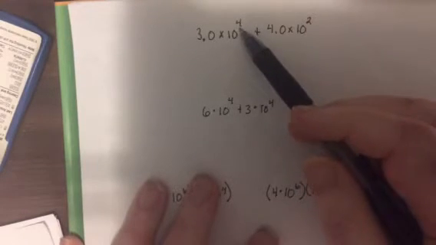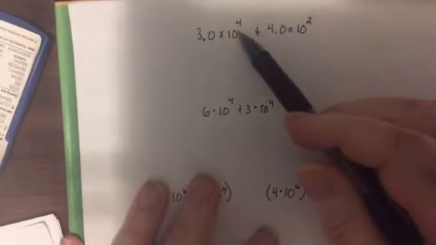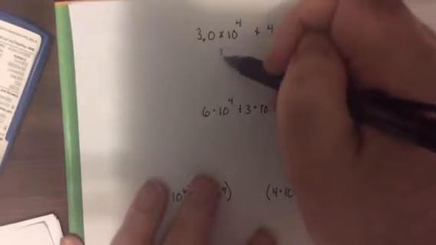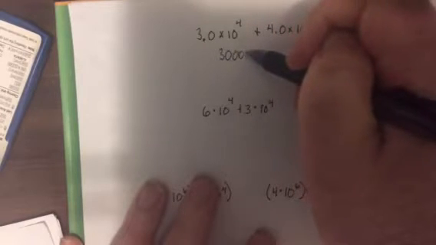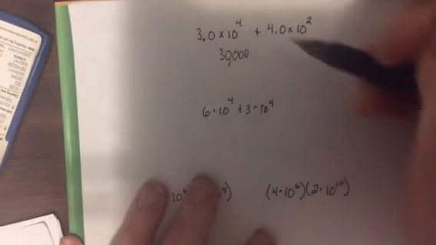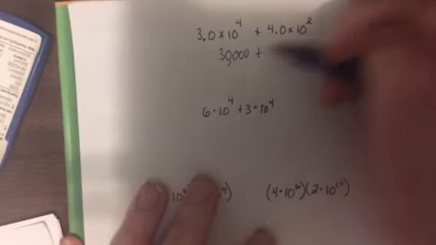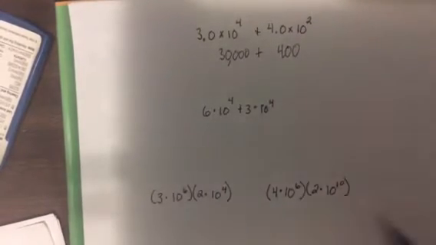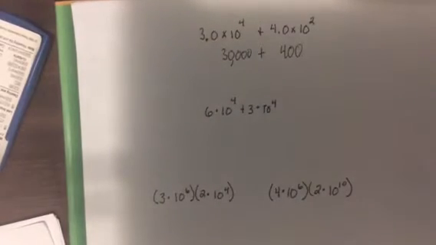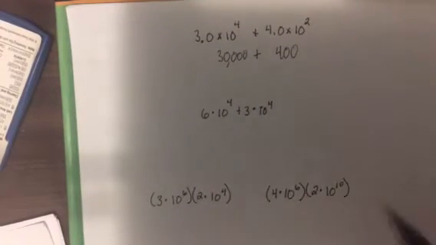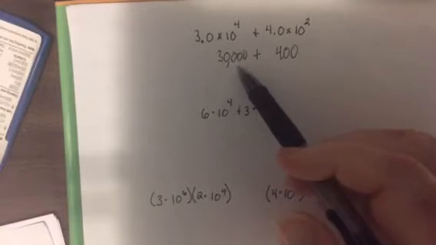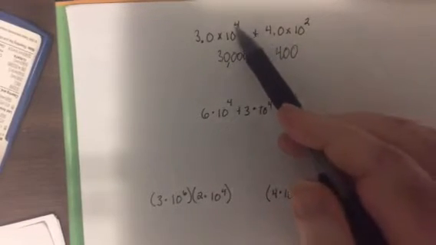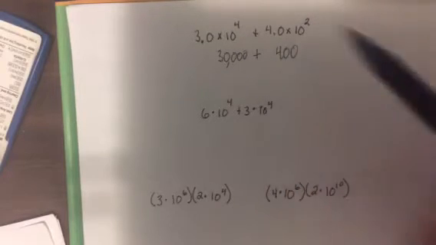Now, adding scientific numbers. You have to have the same power on your 10 to be able to add them. Because this would be 30,000, because the power is 4, plus this would be 400. So if I did 3 plus 4 is 7, well, that would be wrong, because this should be 30,400. So you can only add them when you have the same power on your 10.